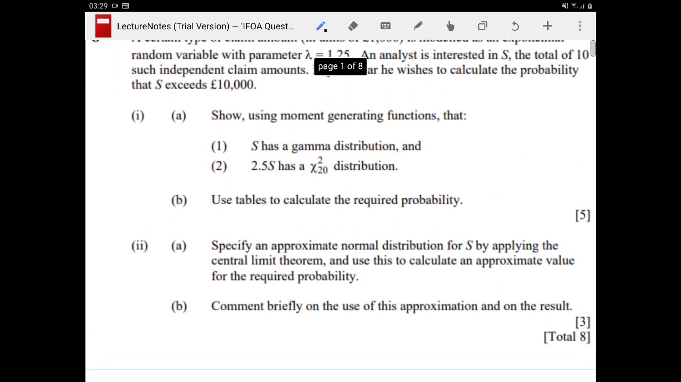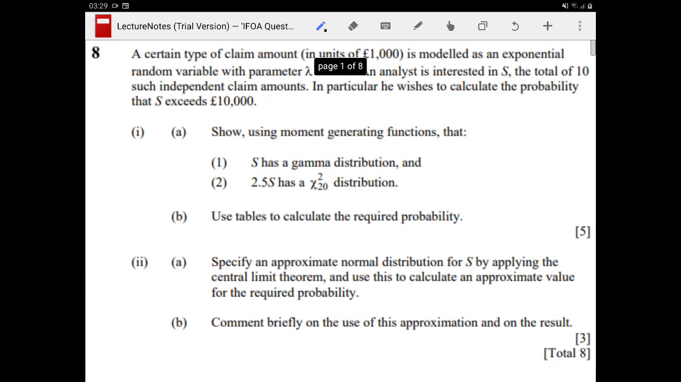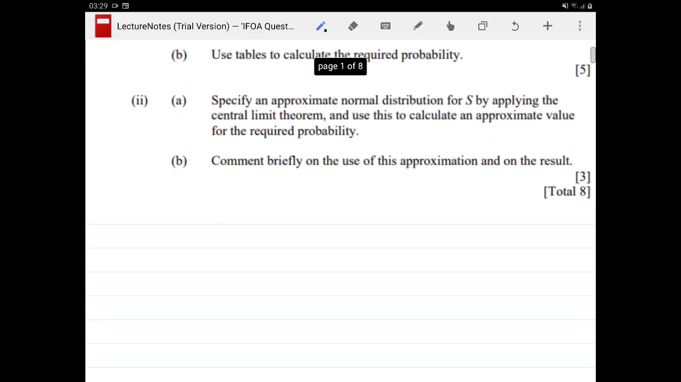For the first question, we have to show using moment generating functions that S has a gamma distribution. Before we get to the question, as usual, it's always good to look at the information you've been given and define some notation. We're going to say that our ith claim amount, because i is going to go from 1 to 10, has an exponential distribution. Now, this is important.